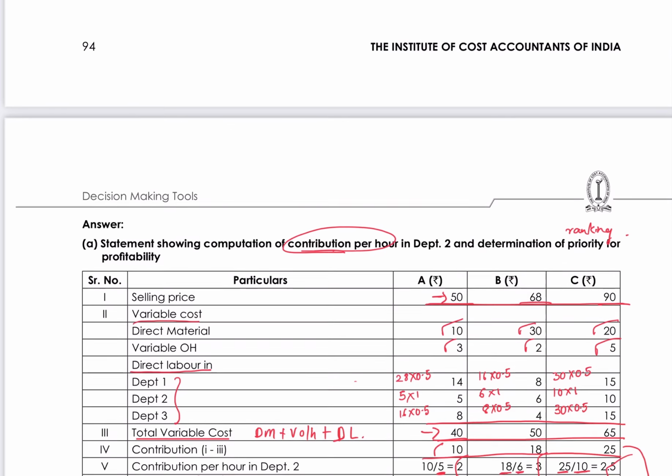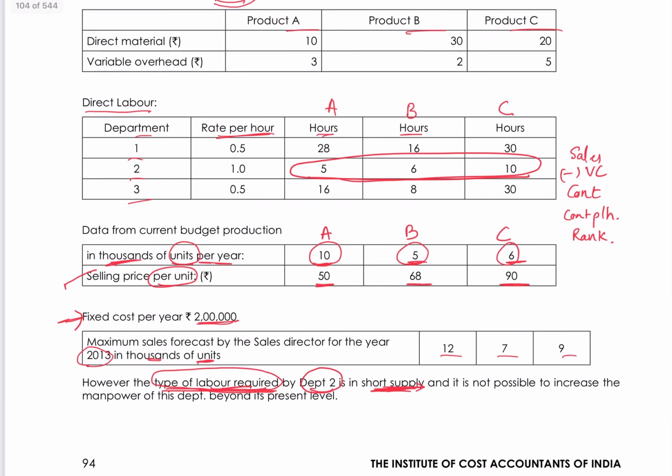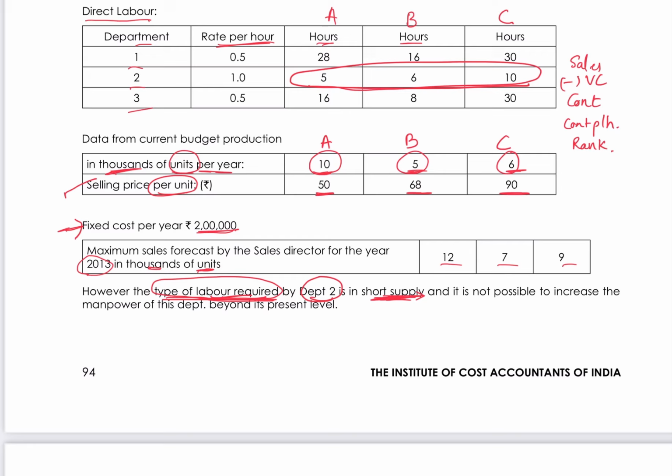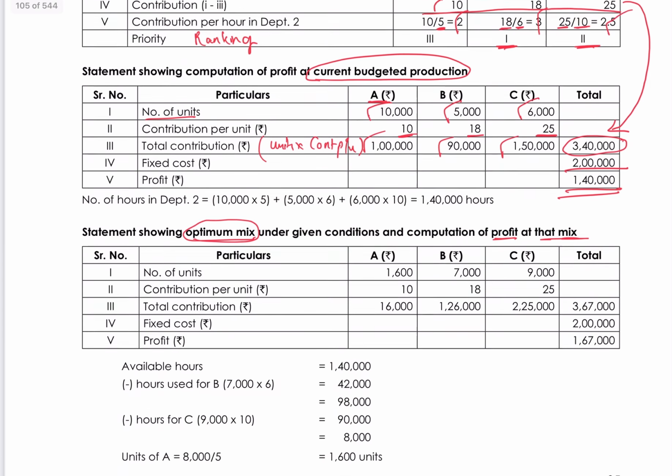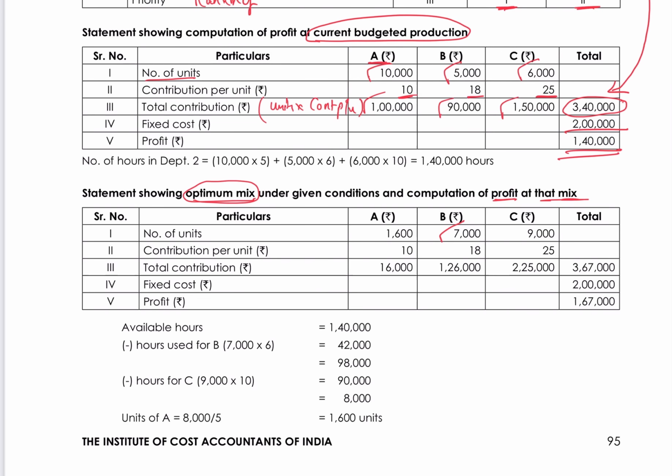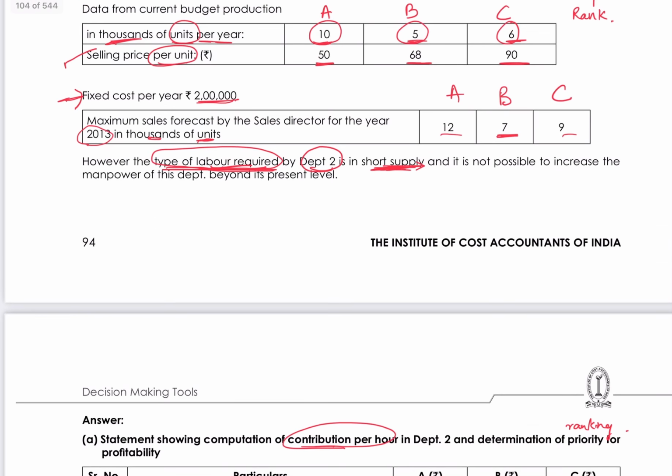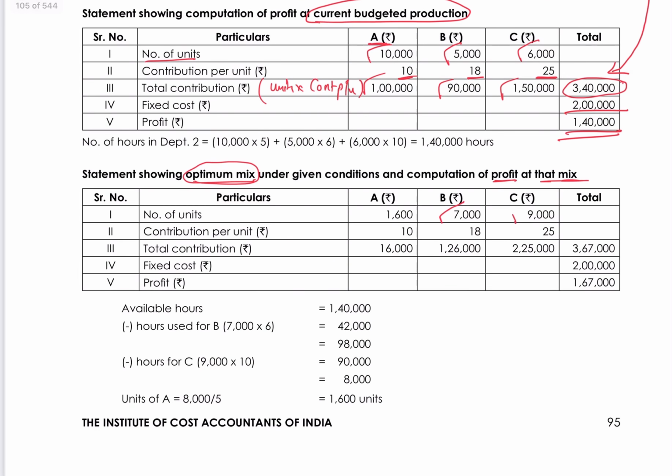Going back, they have said the maximum sales forecast by the sales director for the year 2013, in thousands of units, is 7,000 for B, 12,000 for A and 9,000 for C. We have ranked B first, which we should give more priority. So 7,000 is the maximum units of B we should first produce, right? Second is 9,000 from C.